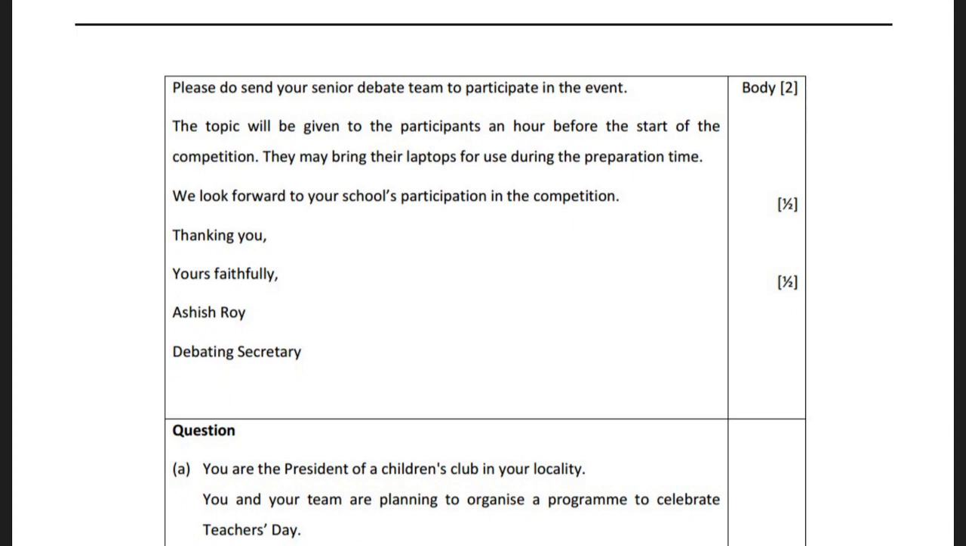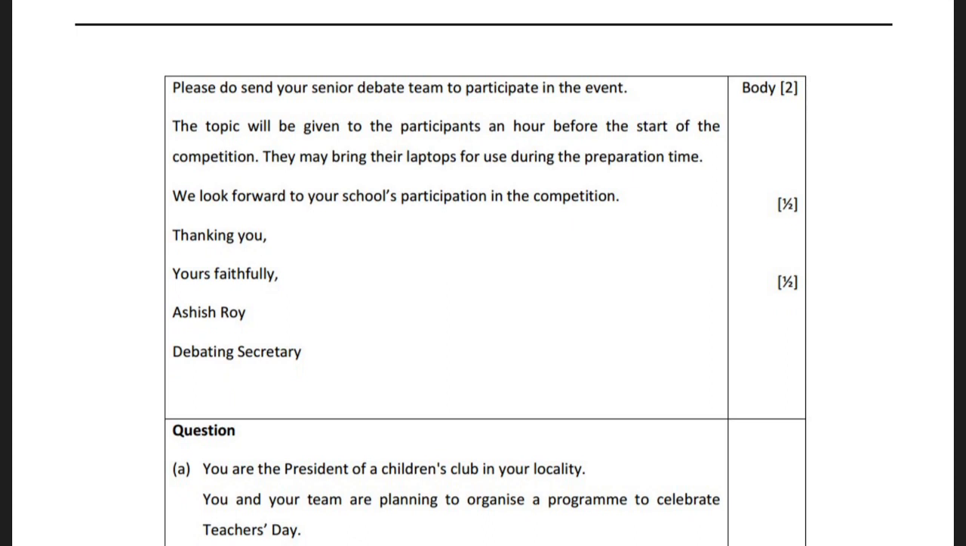Then coming to thanking you. Any formal letter, when we are writing, normally we write a thanking you. So here also it's no exception, thanking you. Then leave a line, yours faithfully. Put a comma. And then full name. You may leave a line again and write full name, or you may write directly under yours faithfully, full name.